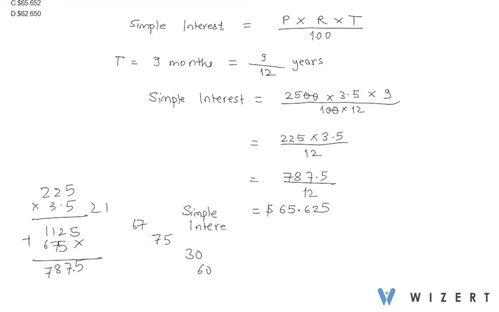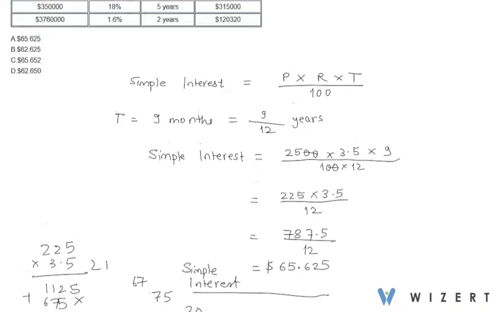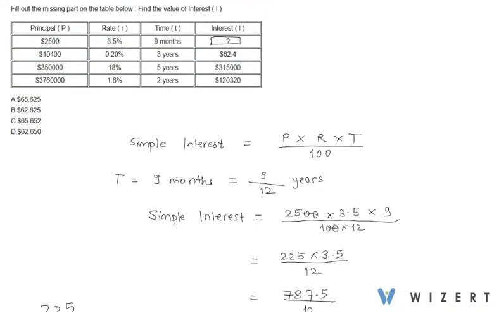Interest. So let's see what the options are. Yes, the answer is option A.